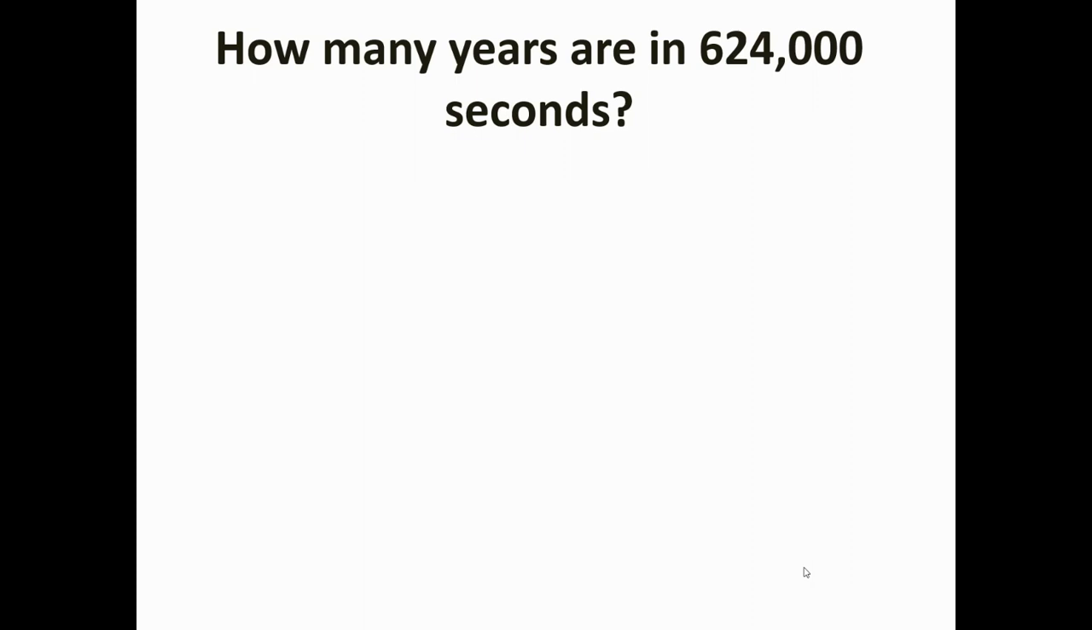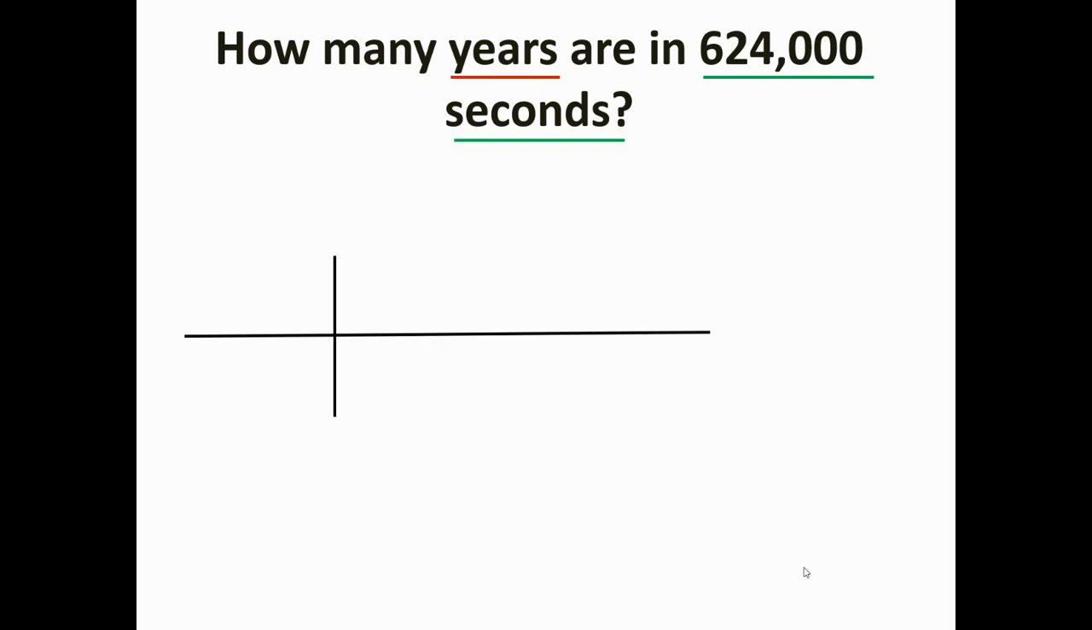The first question says, how many years are in 624,000 seconds? Just like we did the first week of school, we want to always pick out our given and our goal for this question. Our given, remember, is the number in the question. So in this case, that would be 624,000 seconds. Our goal is what we are looking for. In this case, that is years. So we will start our train tracks and put our given in the top left box.